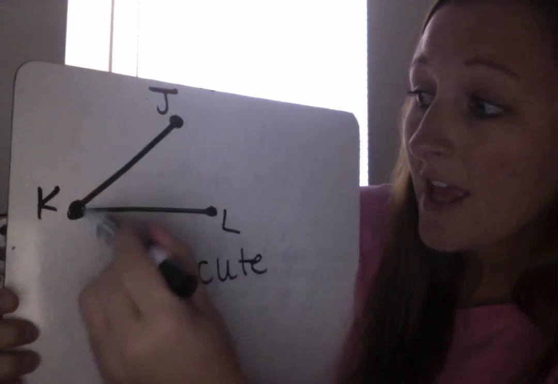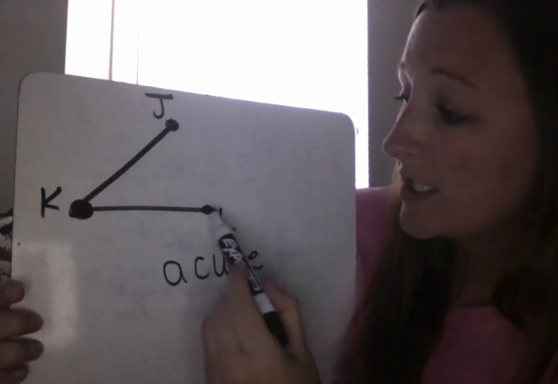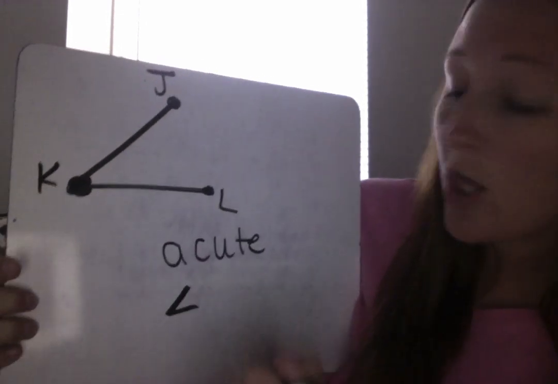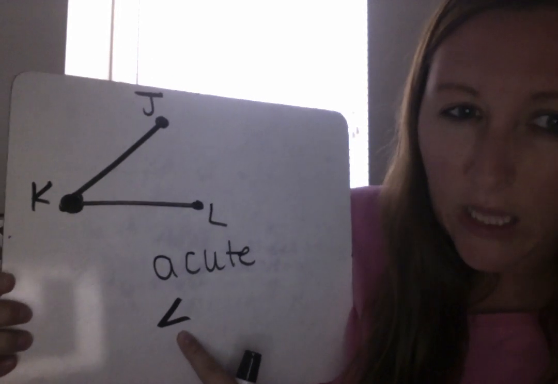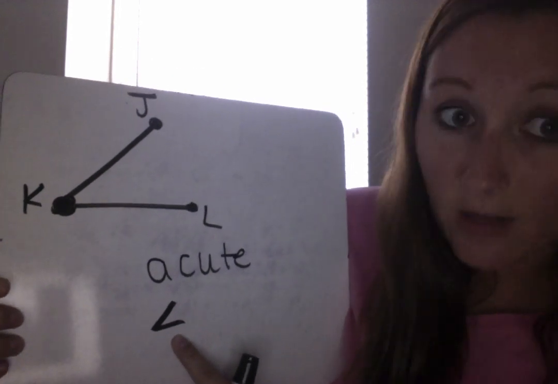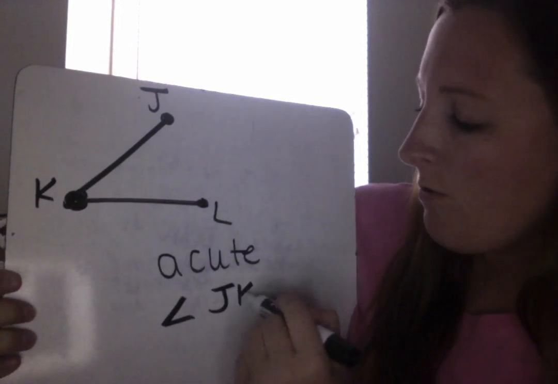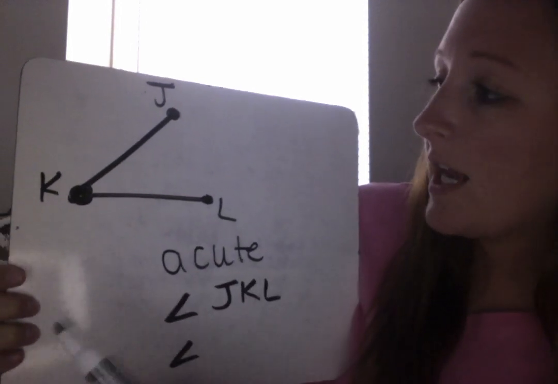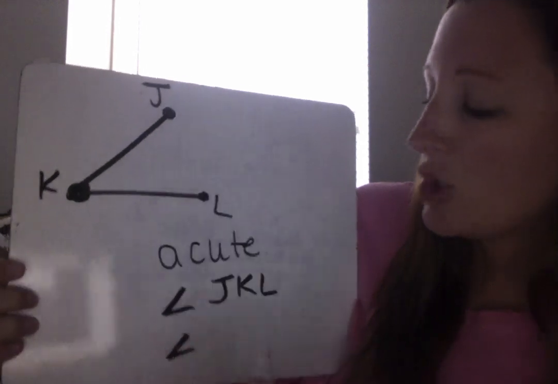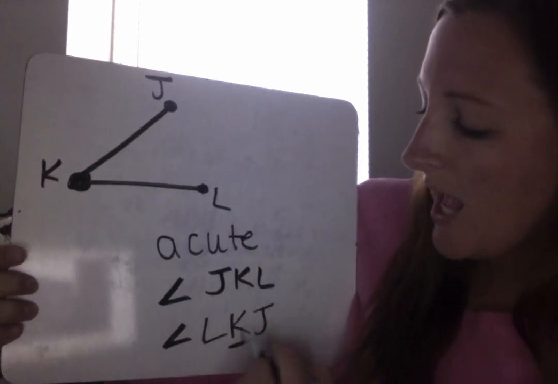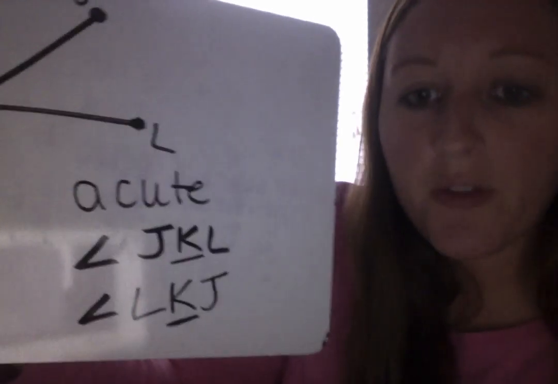The K is the vertex of this angle because it's where both lines meet together, so this is going to be angle. Remember, we use the small angle symbol. Angle JKL, or it could be named angle LKJ. And we see that K is right in the middle. Both of these names work.